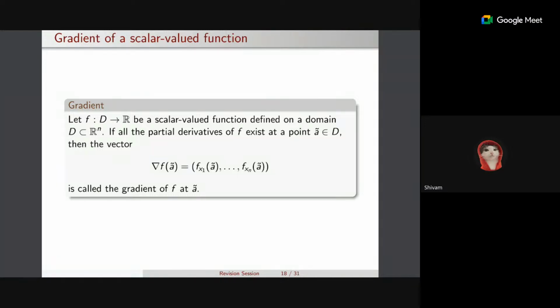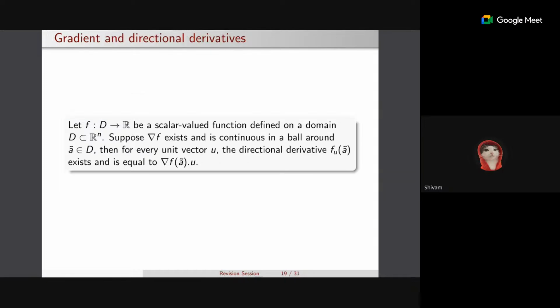But what about directional derivatives? So the gradient actually gives you a way of computing directional derivatives without having to go through the hassle of taking the limits using the direction vector. And that is one of the applications of the gradient vector. But it is important to note that not only do you need the gradient to exist at that point, but it should also be continuous in a ball around that point.